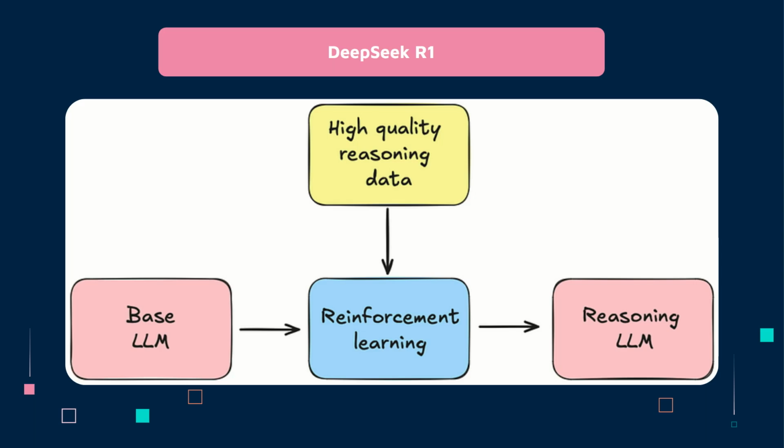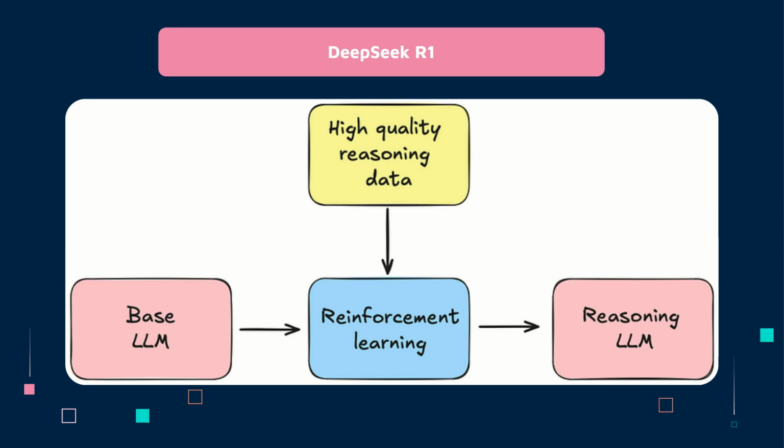Basically, I have this diagram here from Hugging Face, and it shows how the training of DeepSeek works. They take a base model, in this case Llama 3.1, 8 billion parameter, whatever model they have used, and then they use reinforcement learning using high quality thinking data, and then they get a reasoning model or a reasoning LLM.